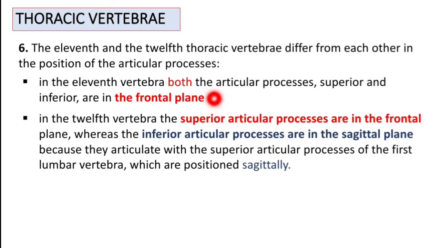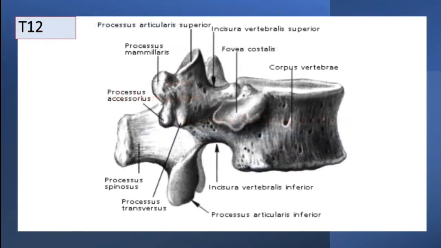So now I have talked about two important things about lumbar vertebrae. The first is that they are bean-shaped. The second is that their articular surfaces are aligned sagittally, right? Okay, we will talk about them later.